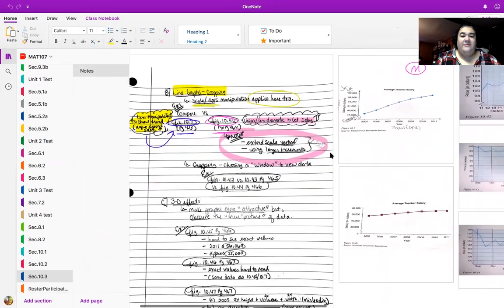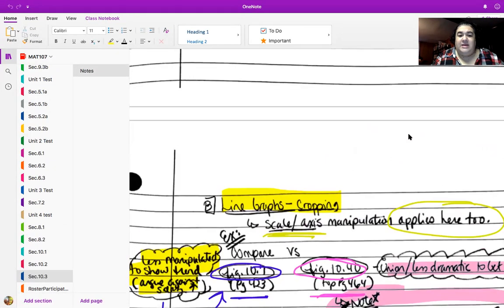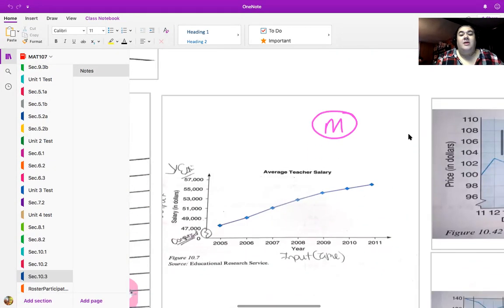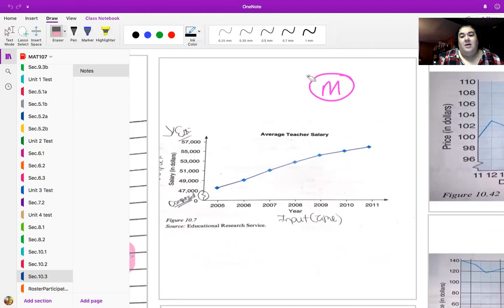This one right here is the graph that's not being manipulated. Let's see if I can zoom this in so that you can see it better. And let's see if I can draw. Here we go. All right, guys, it's not going to be as nice, but hopefully we can still make it work. So this is the good graph.